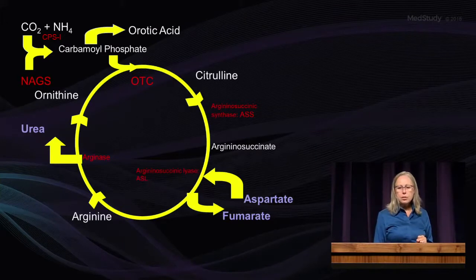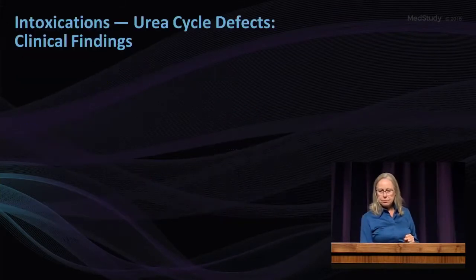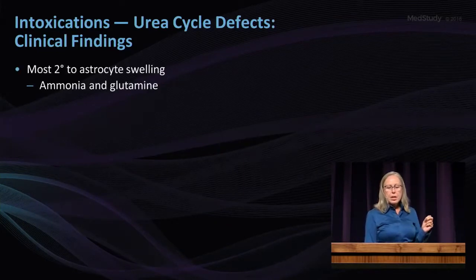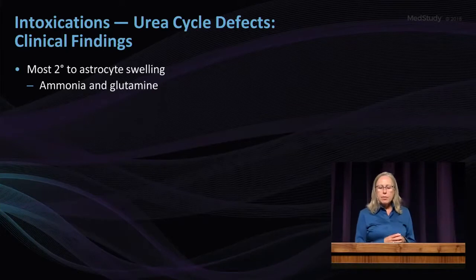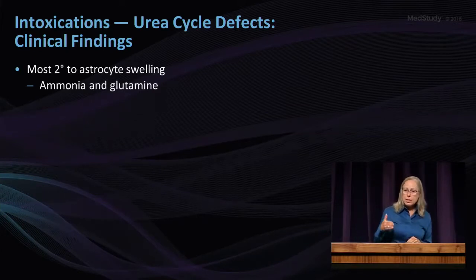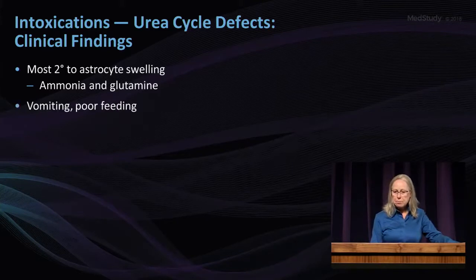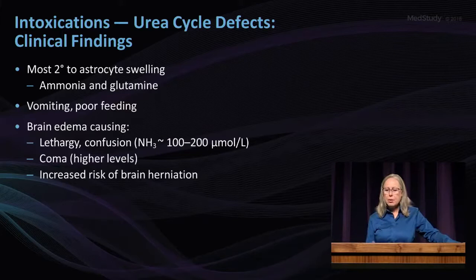All right, so here's the cycle. It goes round and round. And we're going to go through each one of these steps. The reason why we start having findings in this whole group is astrocyte swelling due to ammonia and increased glutamine. They will present with vomiting and poor feeding, and the brain edema causes lethargy and confusion.